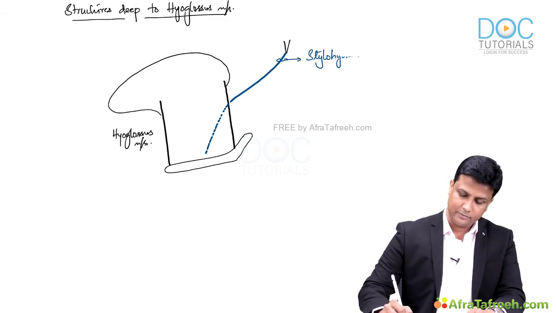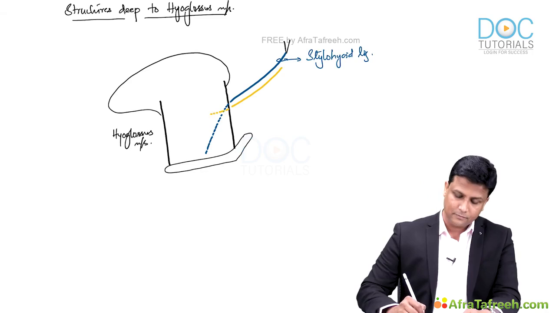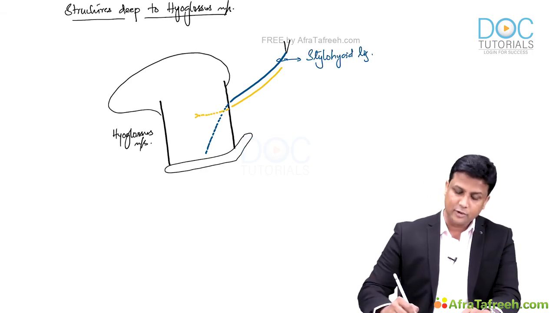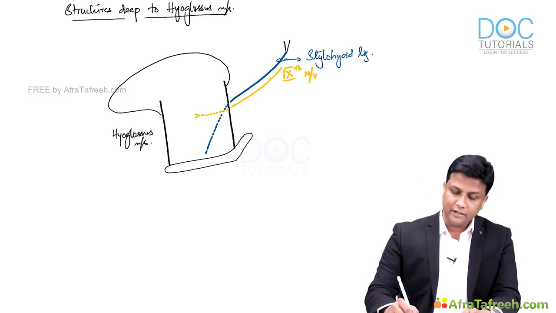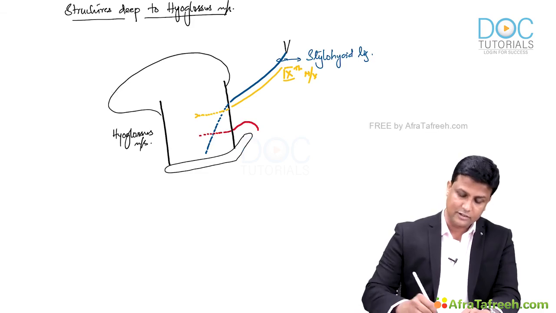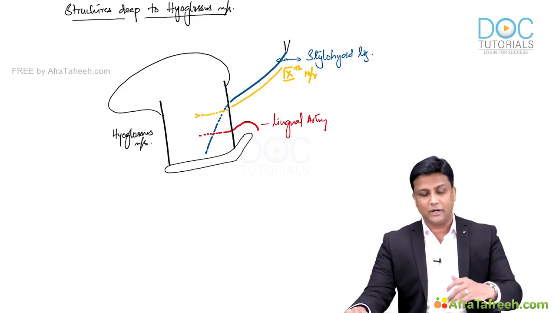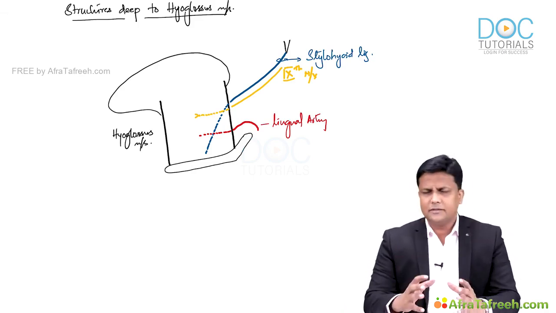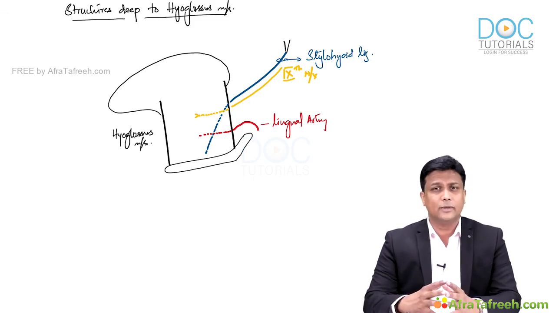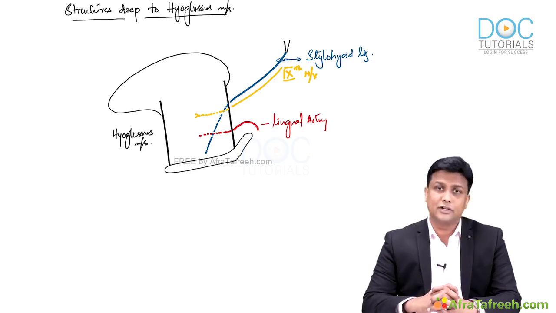Stylohyoid ligament. Then there will be a nerve here, the nerve which is going to pass behind the hyoglossus muscle over here, guys. That is your 9th cranial nerve, glossopharyngeal nerve. And finally there will be one artery, and that artery is also going to go behind the hyoglossus, and this artery is the lingual artery. Lingual artery. And these are the structures which are going to pass deep to hyoglossus. So these are the main MCQs that will be asked in your exams, guys: the structures deep to hyoglossus and the structures which pass superficial to hyoglossus.